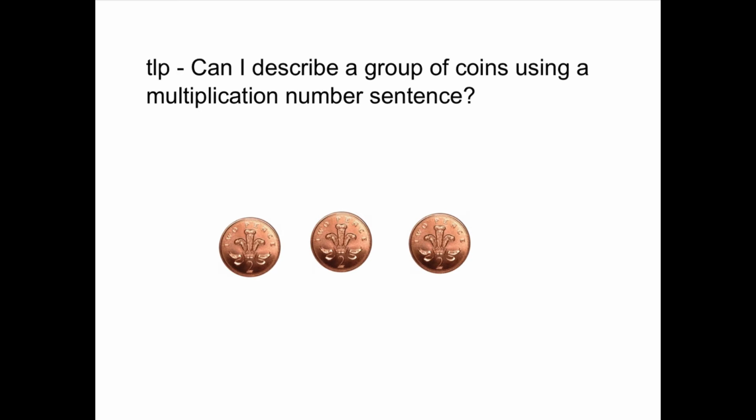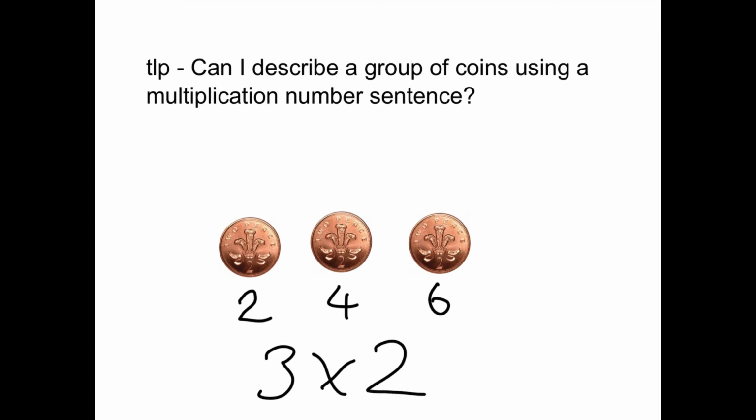So we've got this group here would be 2, 4, 6. And if we were describing it using multiplication, you think about how many coins have we got? We've got 3 coins. And what are they? They're 2p's. So 3 times 2p's equals 6.